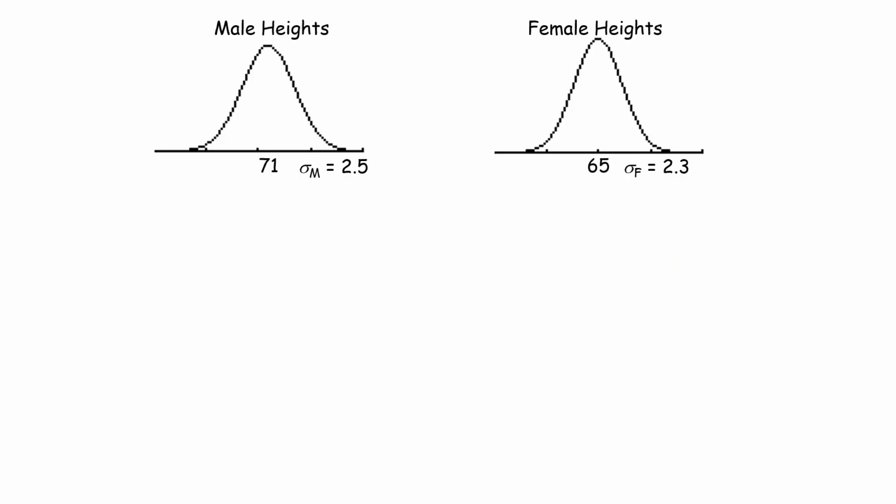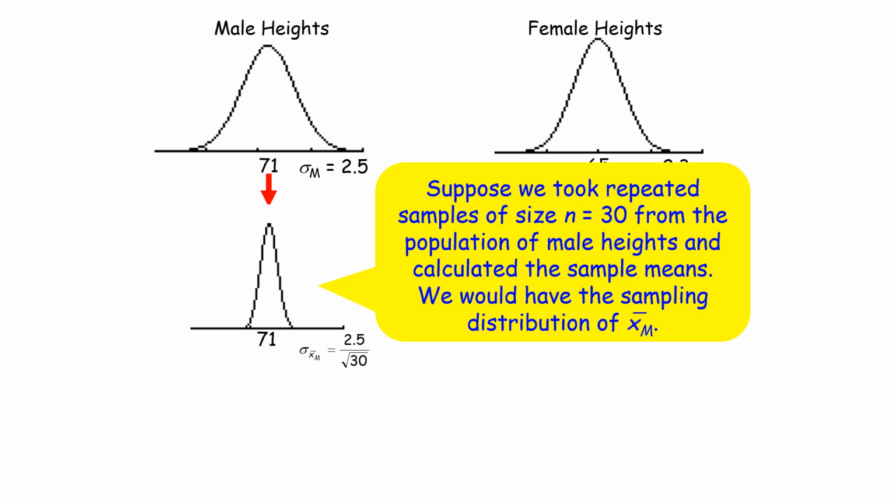Well, here we see that we have a distribution of male heights with our mean of 71 and our standard deviation of 2.5, and our distribution of female heights with a mean of 65 and a standard deviation of 2.3. Now notice that when we take repeated samples of size 30 from the population of male heights and calculate the sample means, we have the sampling distribution of x bar sub m. Again, our mean is 71, and here we see that we have a standard deviation of our sample mean for males as 2.5 divided by the square root of 30.